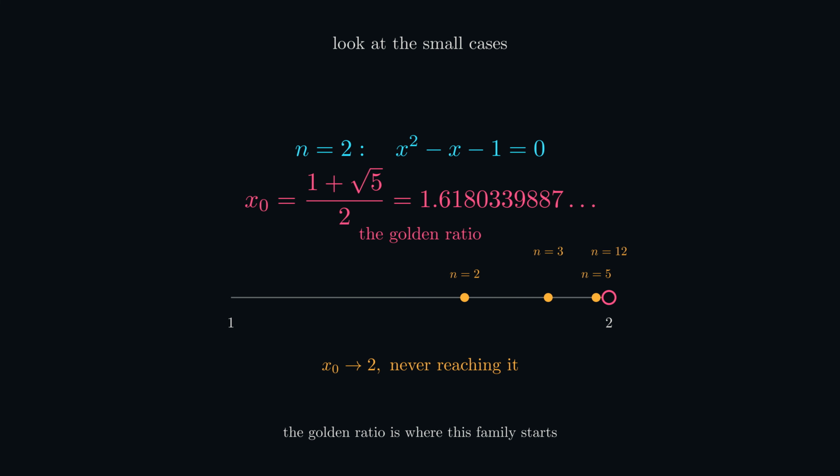As n grows, the sum gains more terms, so the crossing point must rise, and the geometric series sums to exactly 1 at x equal to 2. The solutions climb towards 2 and never reach it. The golden ratio is simply where this family starts.